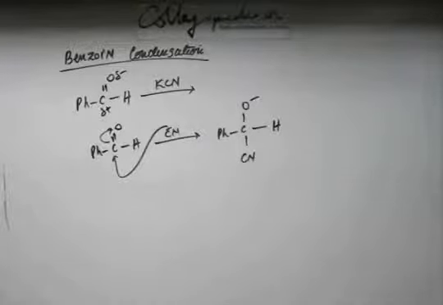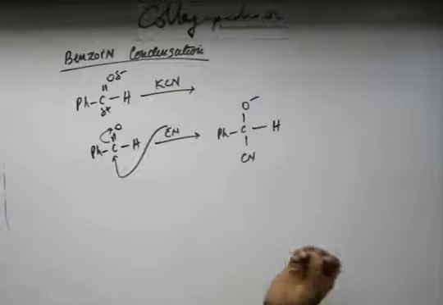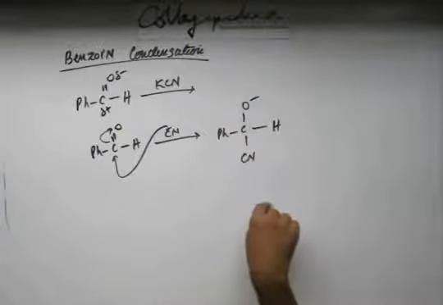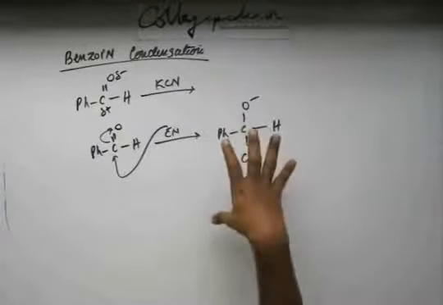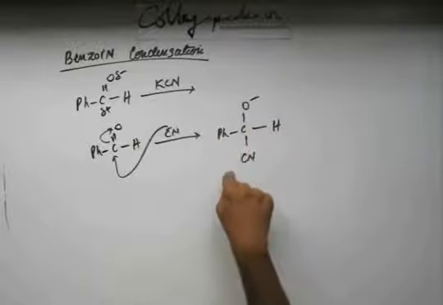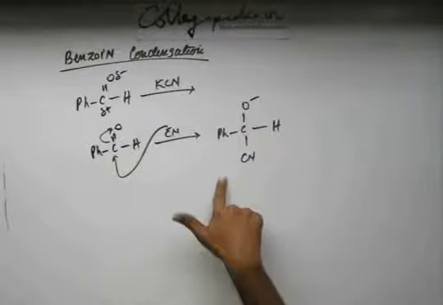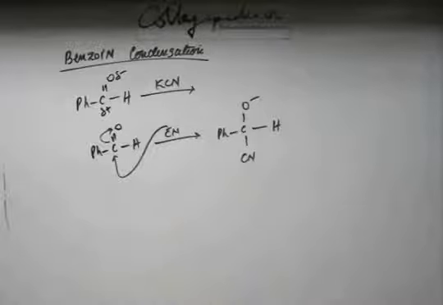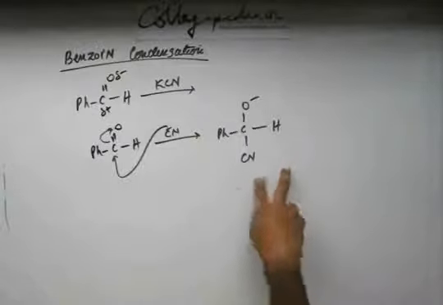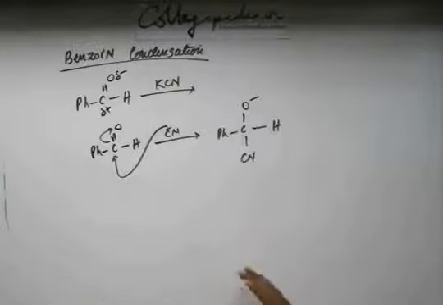What next can happen? I haven't added any source of proton. So this cannot be protonated. It has to remain as it is. So the negative charge has to remain on oxygen. If I don't protonate this, the negative charge here can't remain for very long, and this is not very stable as well. Negative charge on oxygen is stable, but if something can happen that will further stabilize it, then that's better.